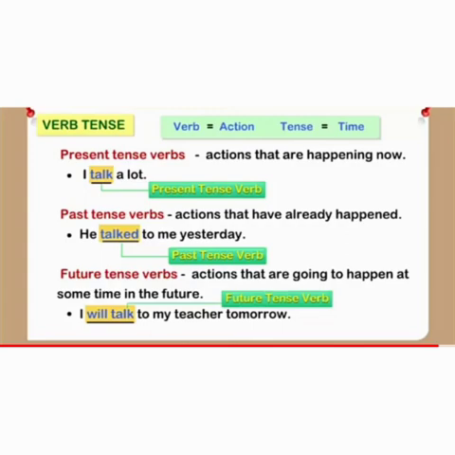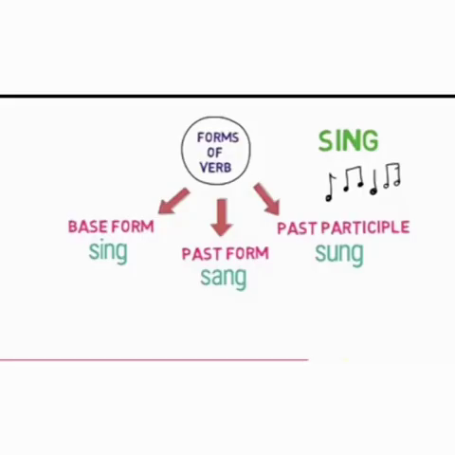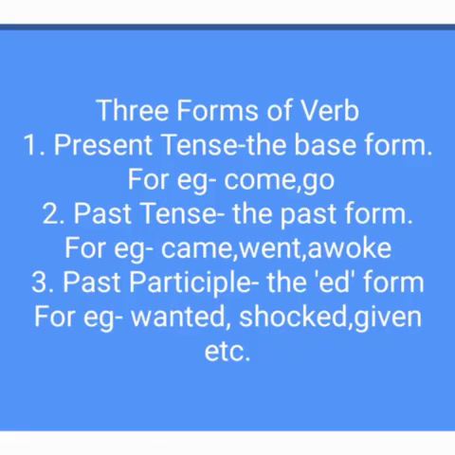Now, it's time to learn three forms of verb. Let's get started. My dear children, three forms of verb is a very important topic as it will be the foundation of tenses, which are main pillars for learning English properly. There are three forms of verb: present, past and past participle. Present tense means the base form. For example, come, go, awake, etc.